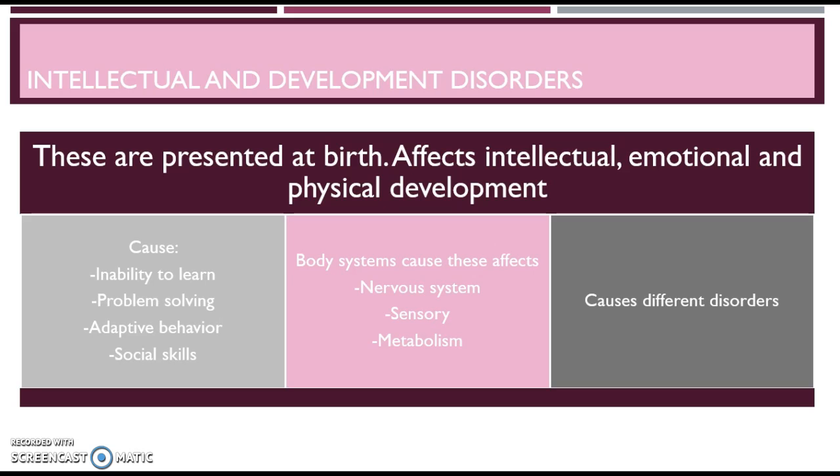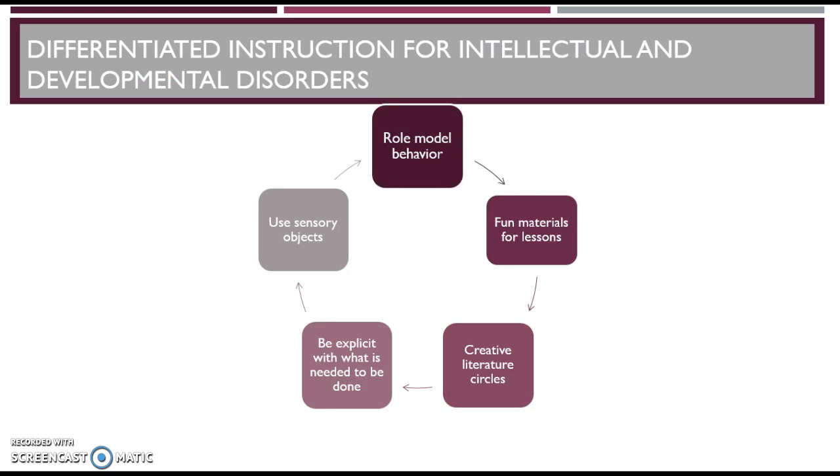The nervous system can be affected by brain functions and the spinal cord, which include autism and Down syndrome, sensory problems such as eyesight and hearing, and metabolism where they can't break down food or get energy, like congenital hyperthyroid disorder. So these kinds of things, again, are from birth and are presented in the body.